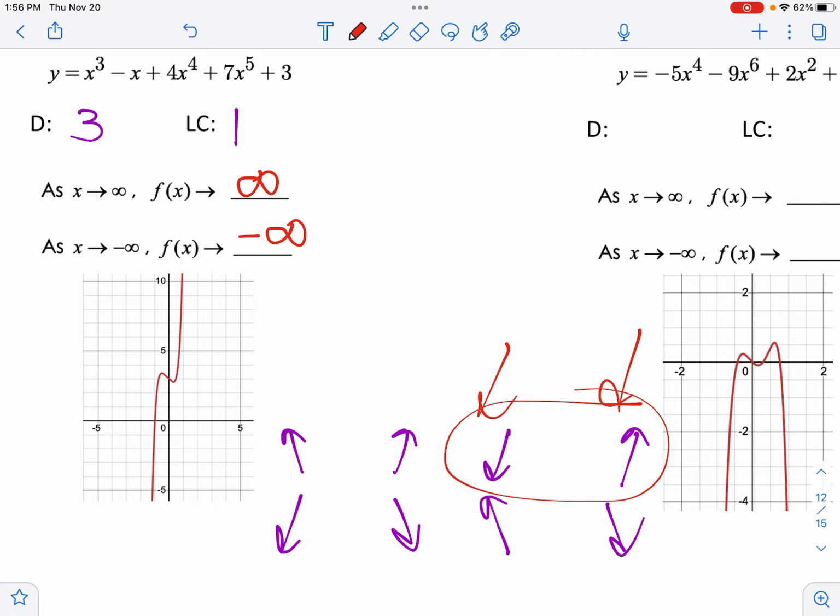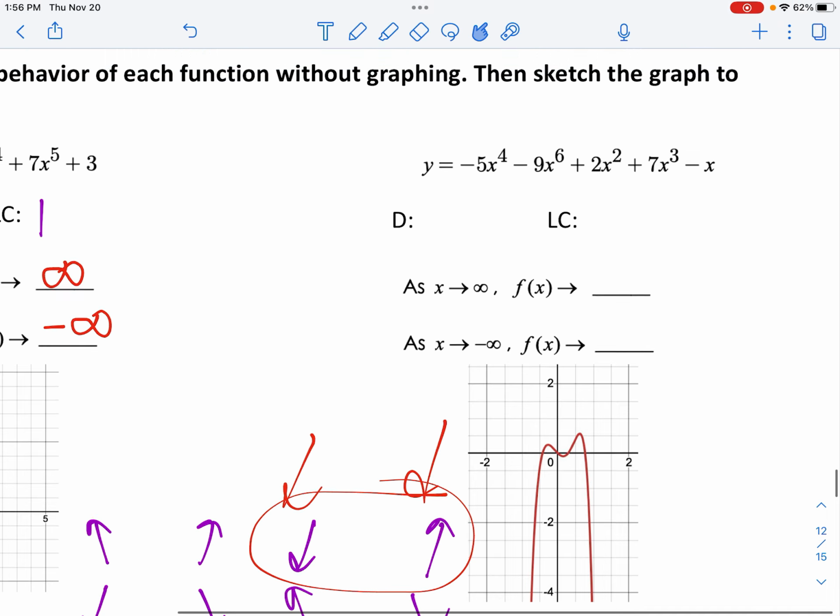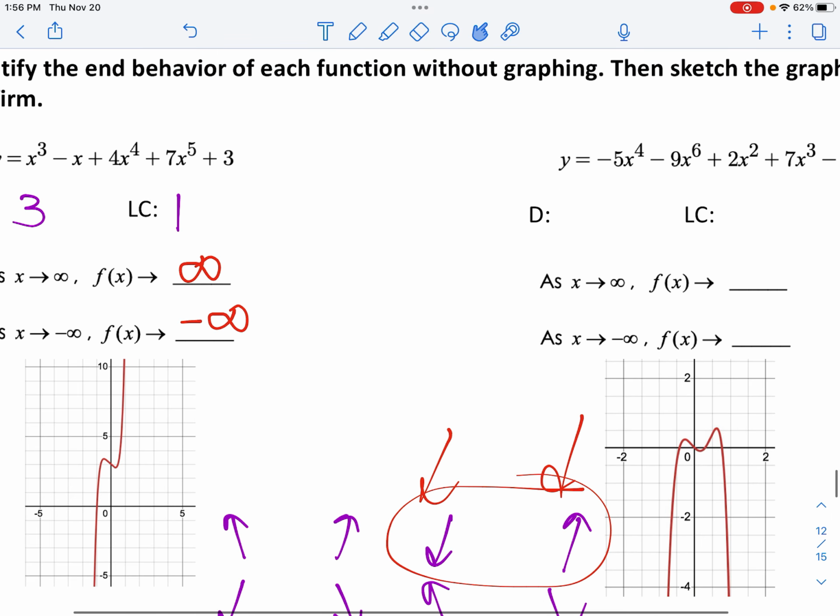Now, even if I don't have the graph, I know that that's the case. You can see that in the graph, but I wouldn't even need the graph to know that. I can just use this pattern here. Okay.